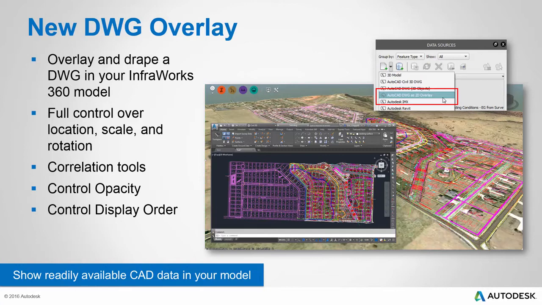If you're familiar with how the raster overlays worked, the DWG overlays work very similar. You have full control over the location and scale and rotation of the DWG overlay, and then you have correlation tools where you can match different points in the DWG overlay to align it with your model. You can control the opacity so that you can see through that DWG if you need to, and you can even control the display order. So if you have multiple overlays in your model, you can control which one shows above the other. Why is this important? It allows you to show your readily available CAD data in your model very easily.